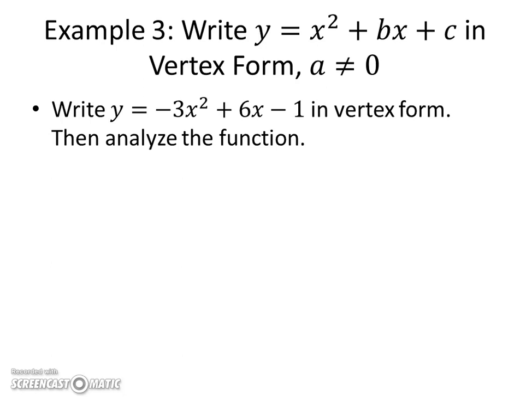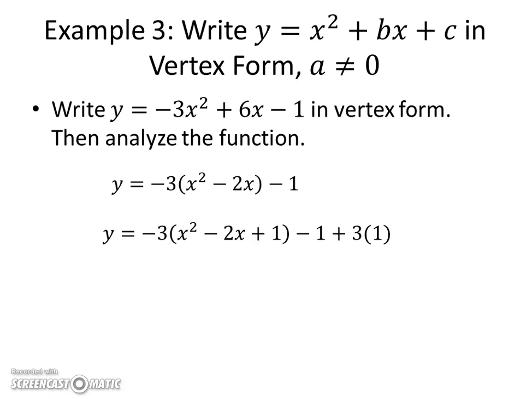Here is our original equation. We're going to group ax squared plus bx and factor, dividing by a. So negative 3x squared plus 6x, divide by negative 3, and you get x squared minus 2x. Still have the negative 1 outside, and that's fine. Now we're going to complete the square by adding 1 inside the parentheses. Notice that this is overall addition of negative 3 times 1. So we're going to balance this addition by subtracting negative 3 times 1. So we're going to add 3 times 1.